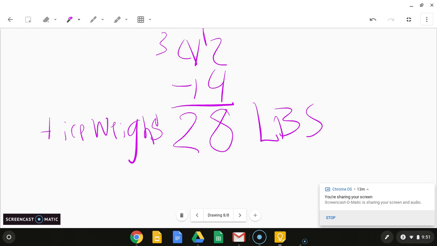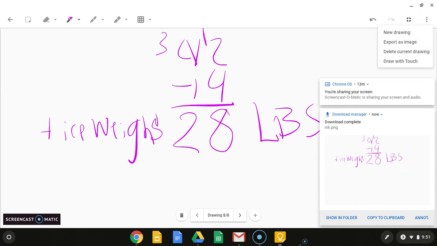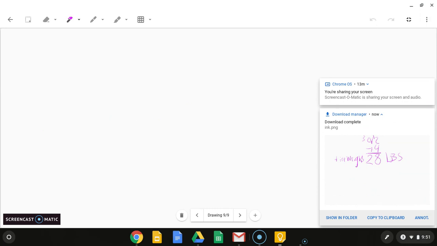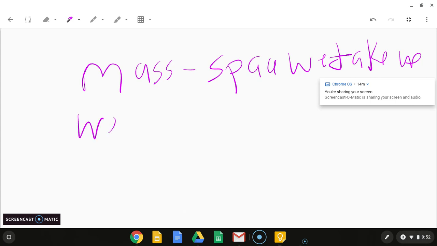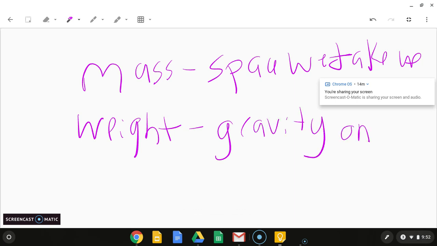So there's 2 steps in that. You had to divide and then subtract. Would the mass be the same? The mass is always the same. Mass is the space we take up. Weight is how gravity plays onto us. Okay, that's the gravity on us. That's why the weight changes.